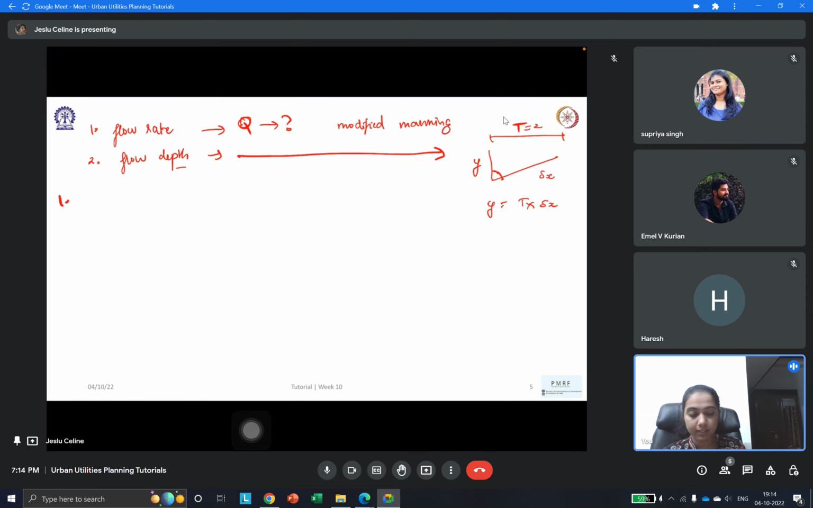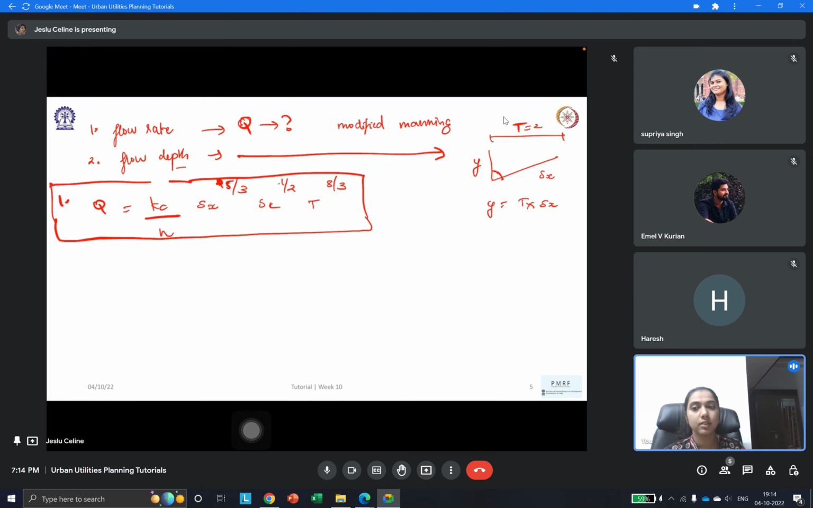So let's start by finding the flow rate. The formula for this modified Manning's equation is given by Kc divided by n, into Sx the whole raised to 5 by 3, into Sl the whole raised to 1 by 2, into T raised to 8 by 3. We have learned this in our slides. So this is the equation that we will be using.